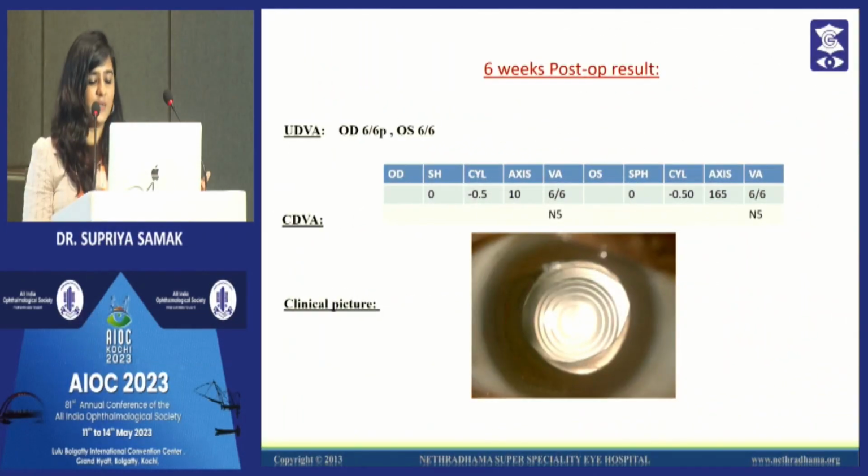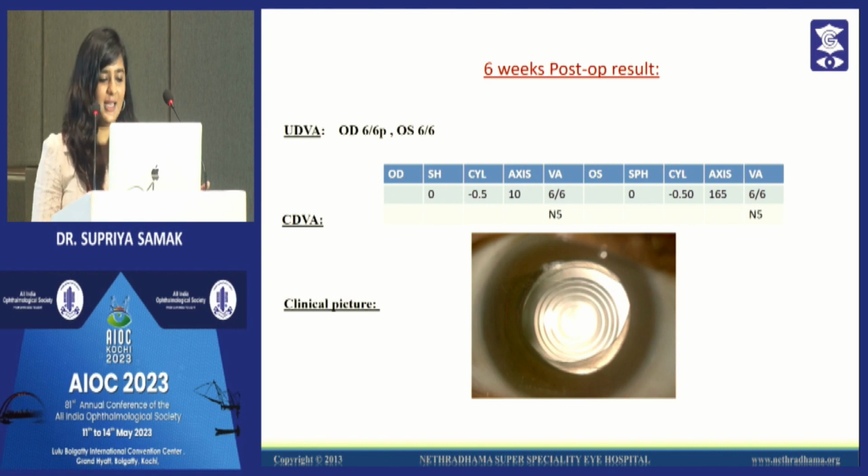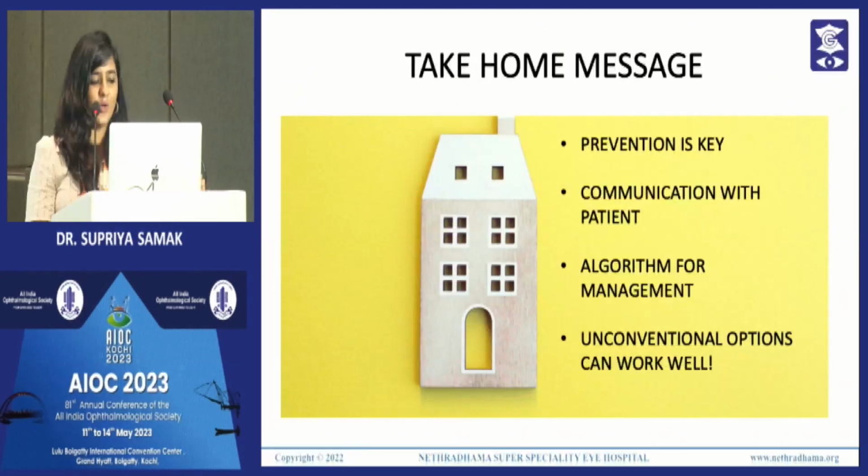So this is an unconventional method of treatment, but post-operatively, after 6 weeks, you can see that in the right eye, the spherical refractive error has come back to 0. So just by doing an optic capture and a small manipulation of the lens, it's an excellent way of managing this case. So the take-home message is that prevention of post-operative refractive errors is key.